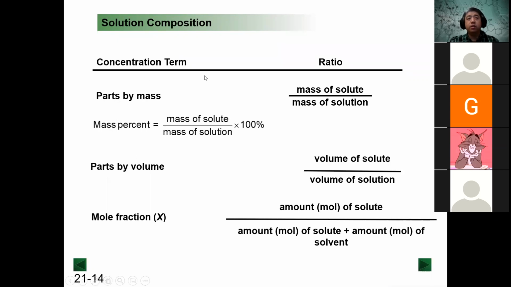So with that said, you also need to know parts by mass, mass percentage, parts by volume, parts per million, parts per billion, mole fractions, all of these here. So you need to know these equations inside and out. Anyone have any questions?